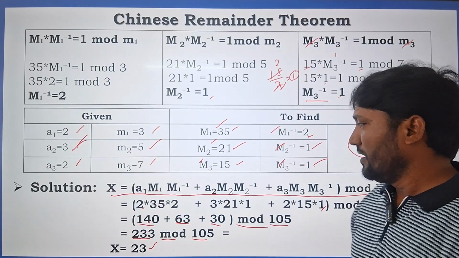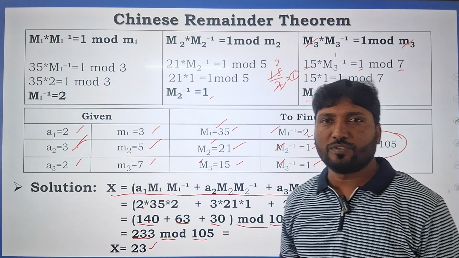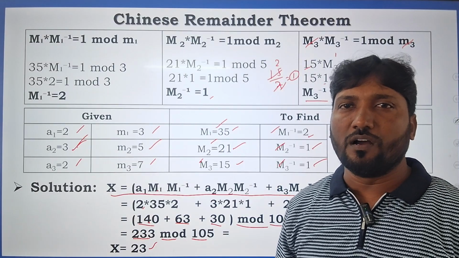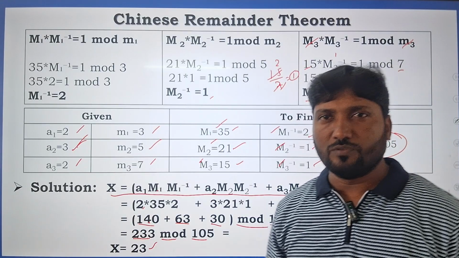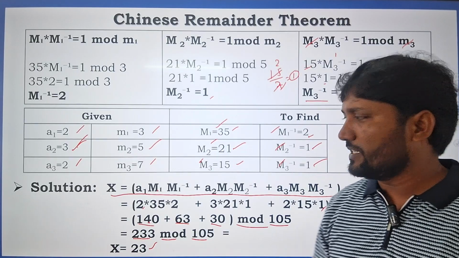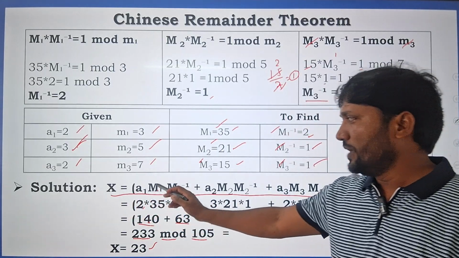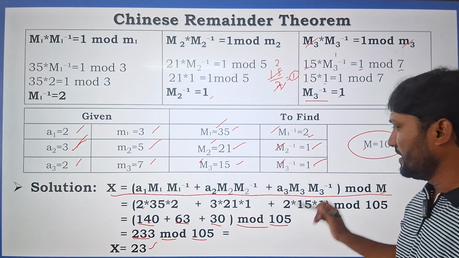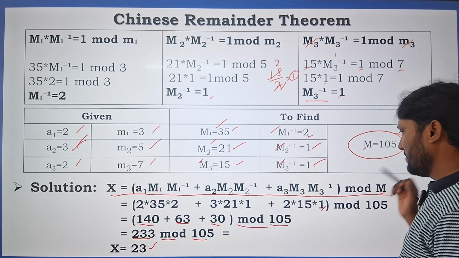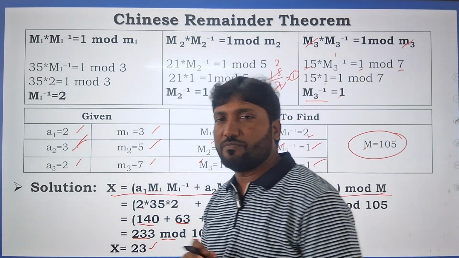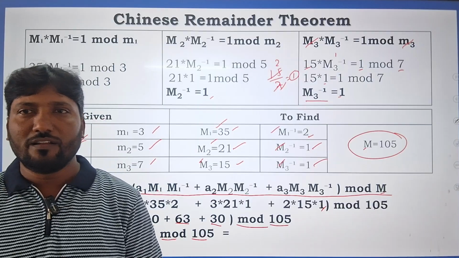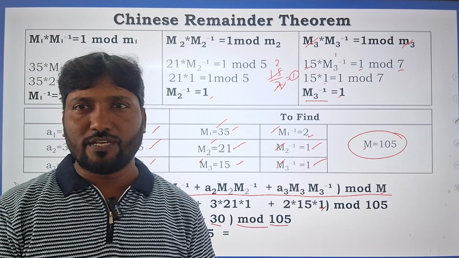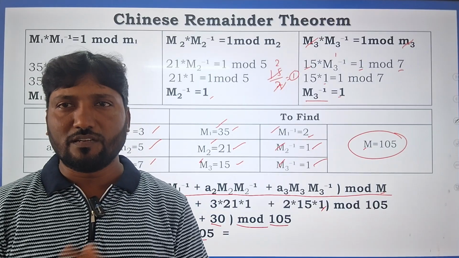So this is how to calculate the x value by using the CRT for the given different congruent equations. We have only one solution with the CRT, that is this formula: x equals a1 m1 M1 inverse plus a2 M2 M2 inverse plus a3 M3 M3 inverse mod M. With the help of this equation, it is easy to calculate the x value for the given different congruent equations by using the Chinese remainder theorem.